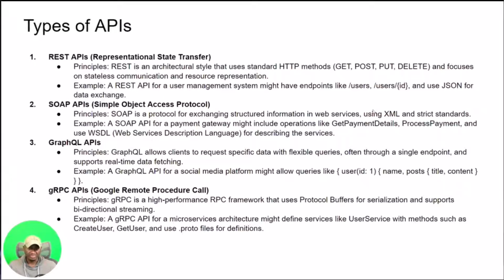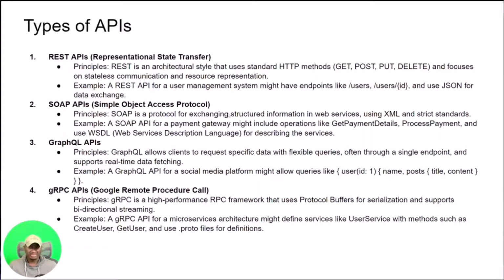What are the types of APIs that we have? We have REST APIs, SOAP APIs, GraphQLs, and gRPCs. In REST API, HTTP is the standard method for communication, and we use things like get, post, put, delete, and the focus is on the stateless representation of data. An example of a REST API could be something that simply handles users or user data, and typically the type of data that is exchanged uses JSON format.